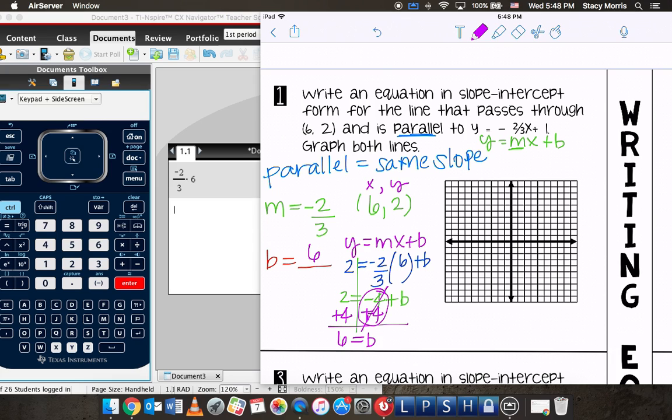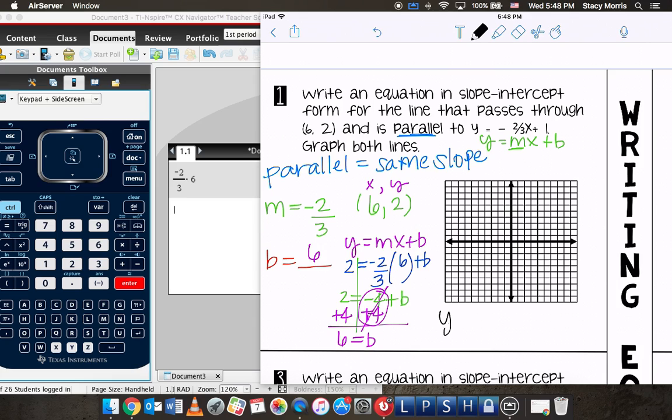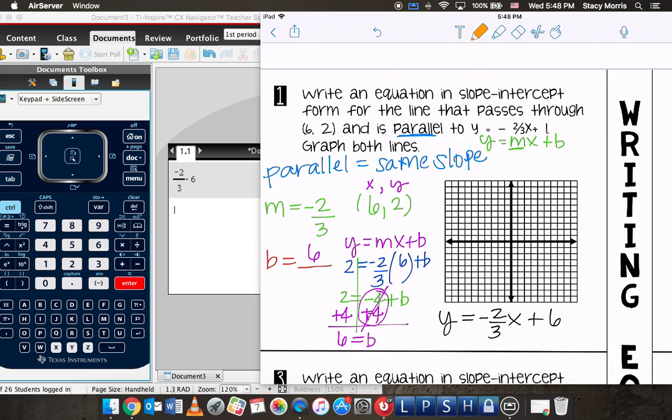So now we have the numbers we need to use to write an equation. So we have m is negative 2/3, b is 6. We're going to plug that into y equals mx plus b. So we're going to have y equals negative 2/3 x plus 6. So graphing that on paper, we'll practice one on paper, and then I'll show the other one in the calculator.